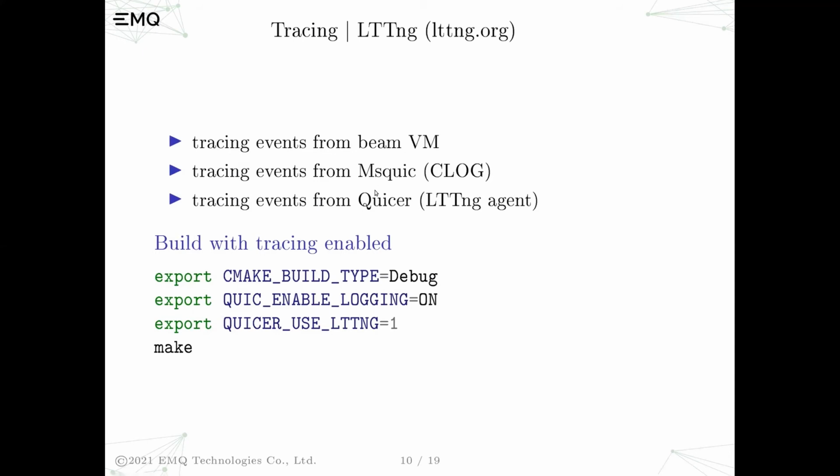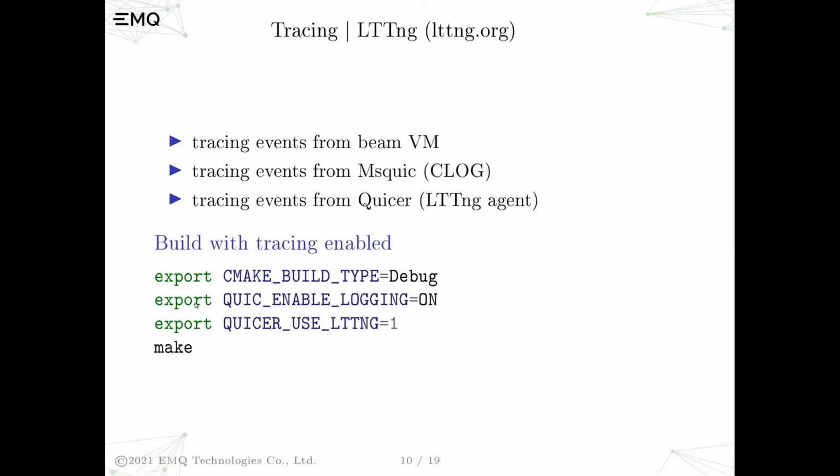But the lower layer is LTTng, and also our Quicker project, the library also has LTTng agents, which shoot related messages or even tracing events. Yeah, it's working. I haven't added a lot, but we will add more interesting tracing points.